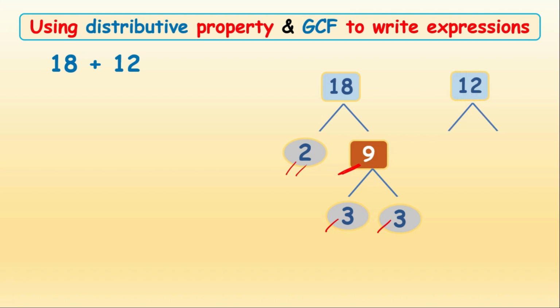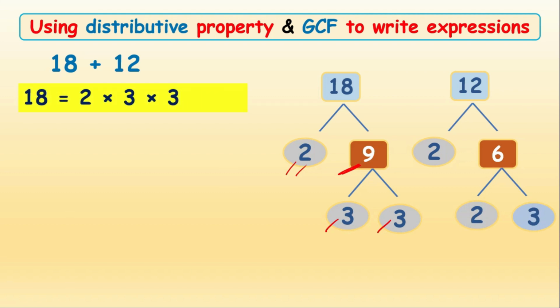Let's factorize 12 equals 2 times 6. 2 is a prime. 6 equals 2 times 3. Okay, let's find the greatest common factor. 18 equals 2 times 3 times 3 and 12 equals 2 times 2 times 3. Okay, we wrote the factors, these prime factors.